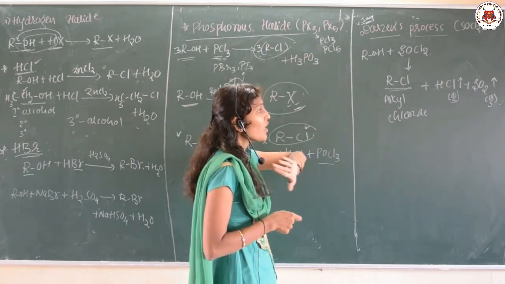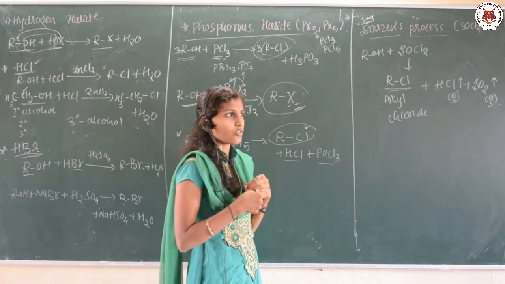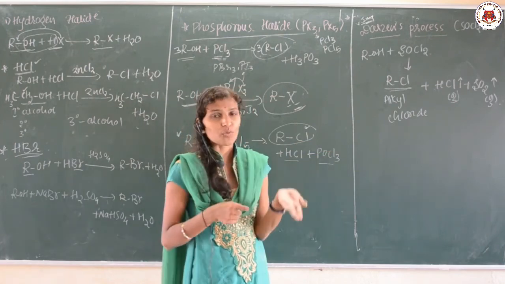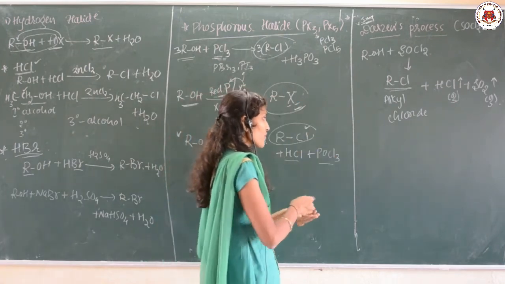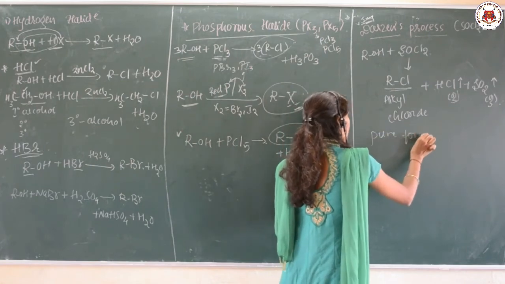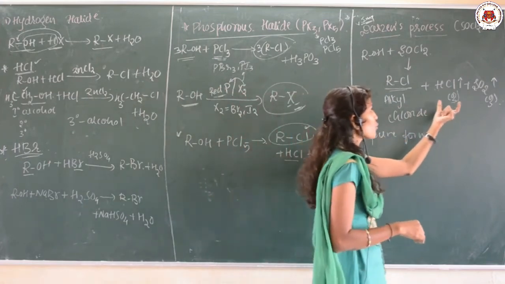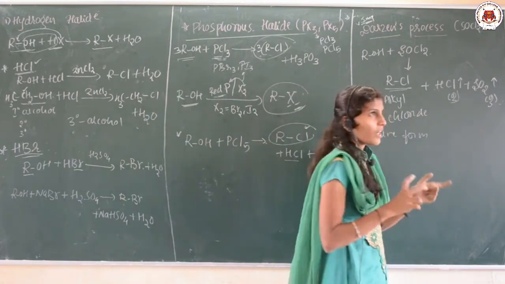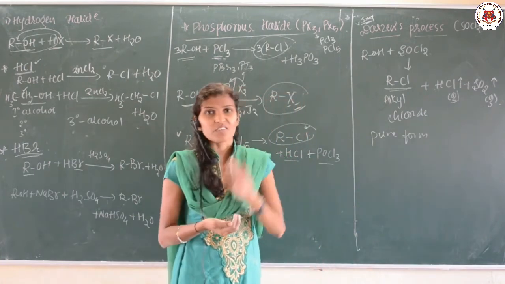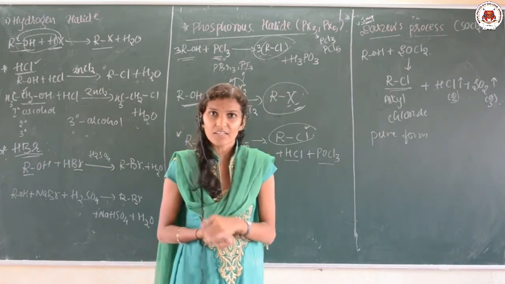So, among all the methods, the Darzens' process is the best method for the preparation of alkyl halides. Most of the time, the alkyl halide which we get from the Darzens' process is in the pure form. There is no mixture, because the other two byproducts which we are getting are in gaseous form. They can escape easily, so only the pure form of the alkyl halide is available for us.